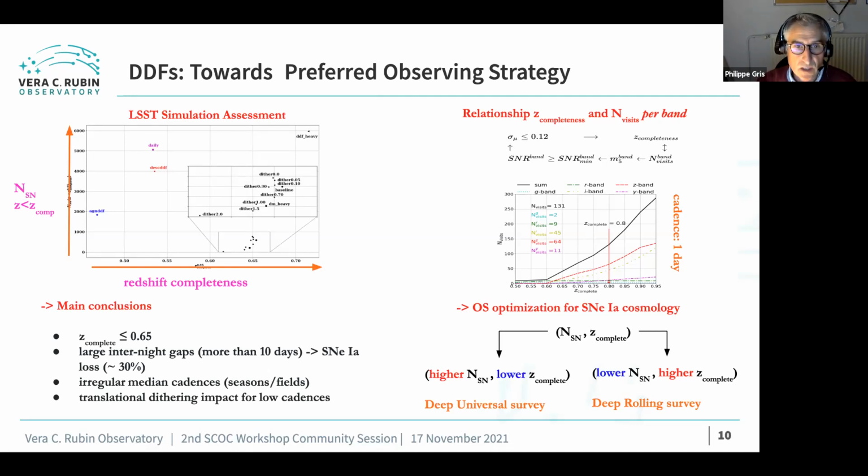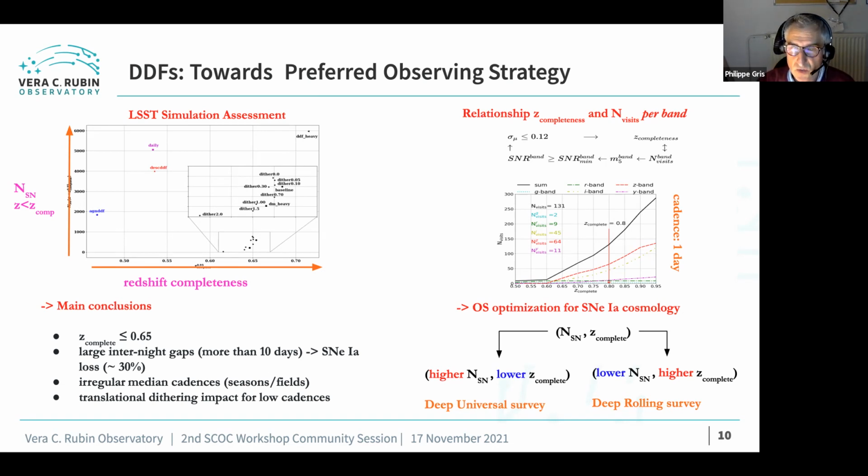So the first question is, can we go higher in redshift completeness? If we want to go higher in redshift completeness, we need to increase the number of visits per observing night. This is due to the fact that the redshift completeness value is more or less ruled by the error that we impose on the distance modulus, 0.12. And this distance modulus error depends on the signal-to-noise ratio per band, which depends on the 5 sigma depths per band, which depends on the number of visits per band. So you have a link between the redshift completeness and the number of visits per band.